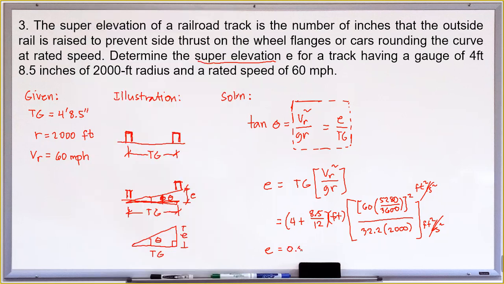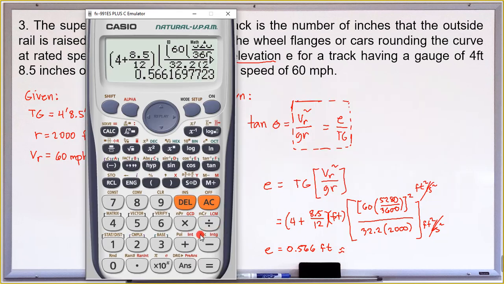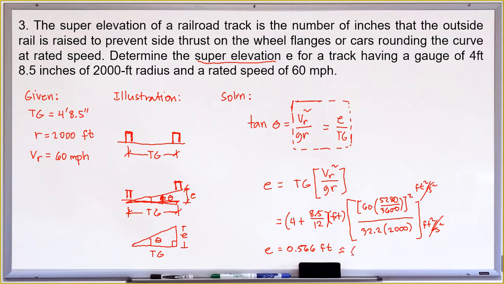So this is 0.566. This is in feet, or if ato siya i-express in inches, let's multiply this one by 12. So the answer is 6.79 inches, approximately 6.79 inches. Okay, so this is our final answer. So, okay, ang takeaway ani for the third problem is una, ang definition sa super elevation and also the track gauge.